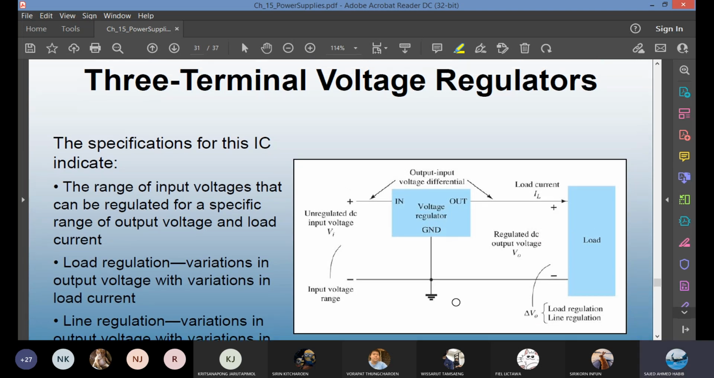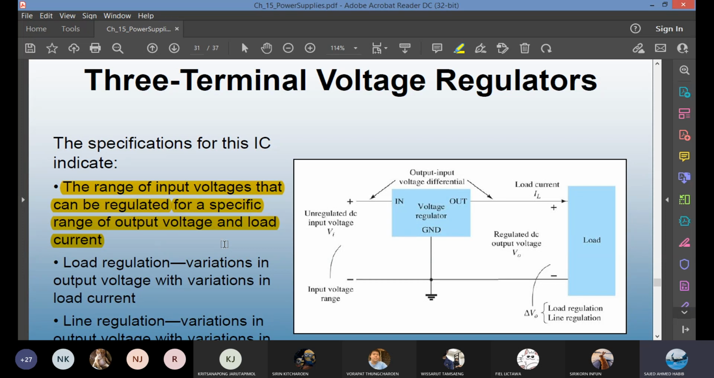If you buy an IC like this, you have to look at the spec sheet because there are some important parameters. What are the important parameters? First is the range. What range of input voltages can you control and regulate? And it has to be compared for a specific range of output voltage and load current. You cannot provide any type of input voltage to an IC. You have to look at the spec sheet, see what is the allowable range of input voltage, which will give you a specific range of output voltage and load current. It is important to be within that spec.